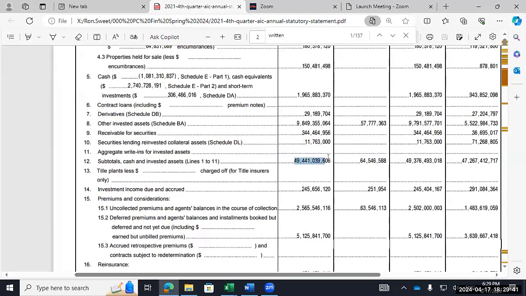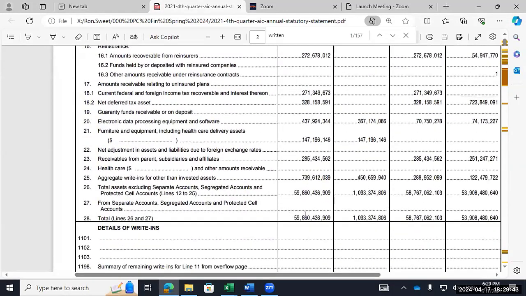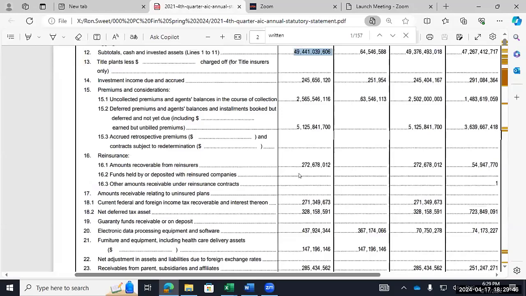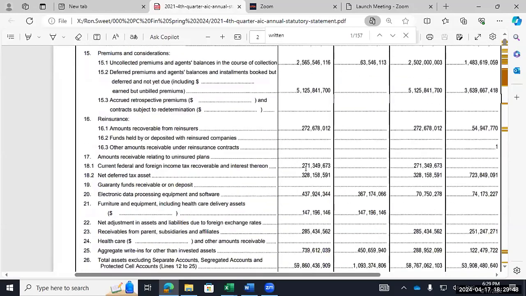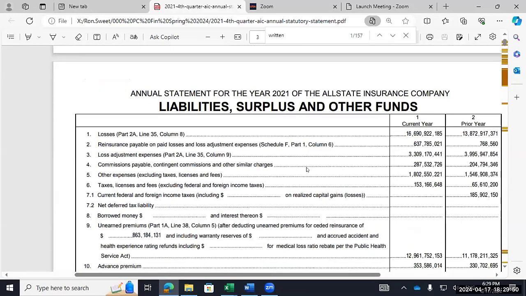So their assets are predominantly 49 billion of their 60 billion. So about 70–80% is just investments and then some receivables. When you get to the liability side, we already talked about that. The bulk of that is your loss, your LAE, and your unearned premium reserve. That's the bulk of that.